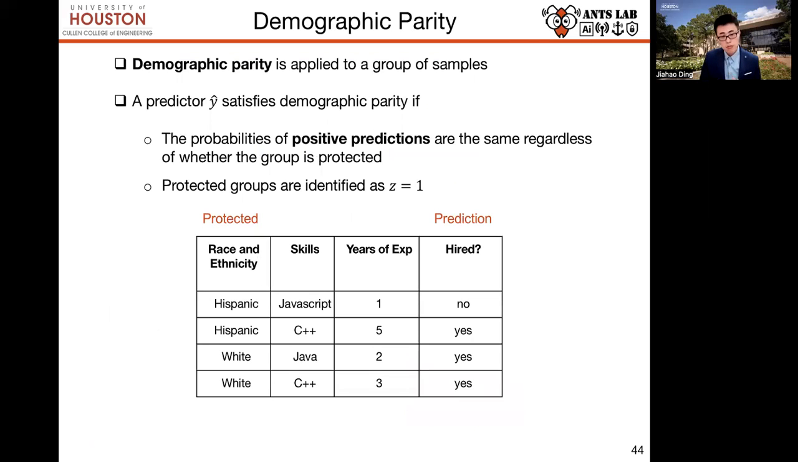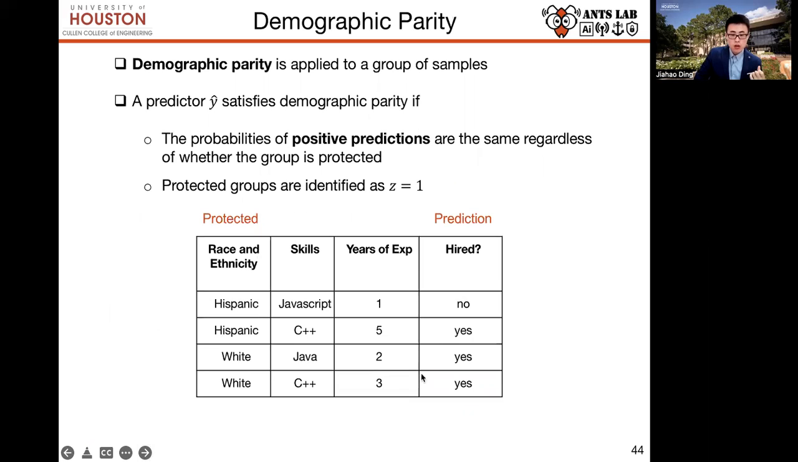Demographic parity is applied to a group of samples. It requires that for any predictor, the probability of positive prediction is the same regardless of whether the group is protected or not.